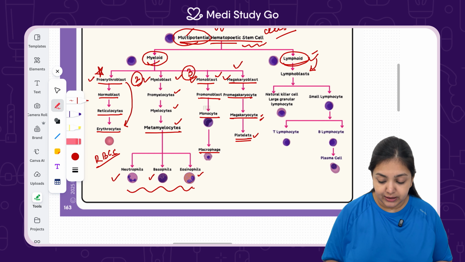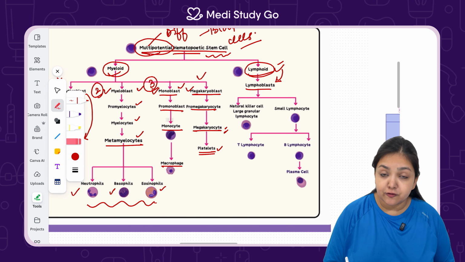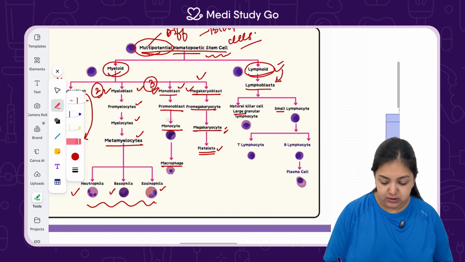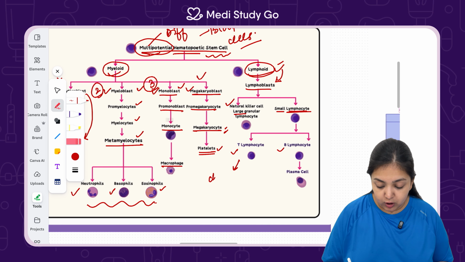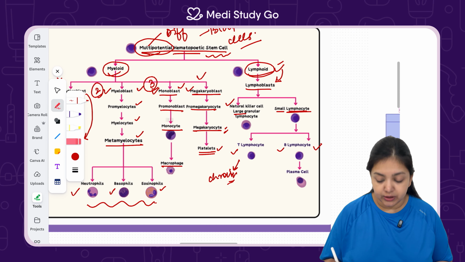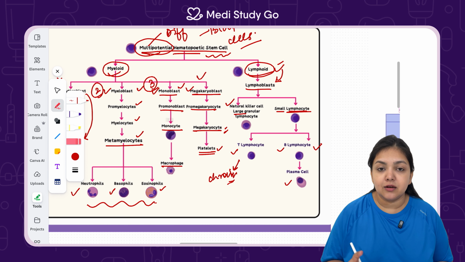Now coming to lymphoid lineage, it produces lymphoblast as the term suggests, and lymphoblast can further be of two types. They can be large cells or they can be small cells. Large granular lymphocytes form natural killer cells, whereas small lymphocytes further differentiate into T and B lymphocyte. T lymphocytes are for chronic or long-term immunity, and B lymphocyte is for acute immunity. And B lymphocyte finally differentiates into plasma cell, which is the active cell to engulf any antigen.